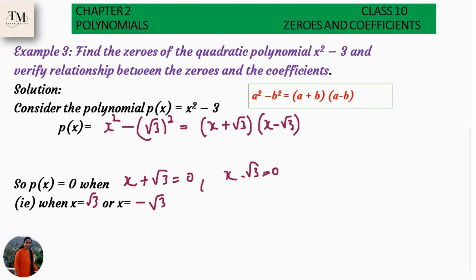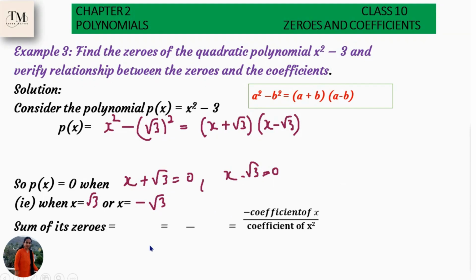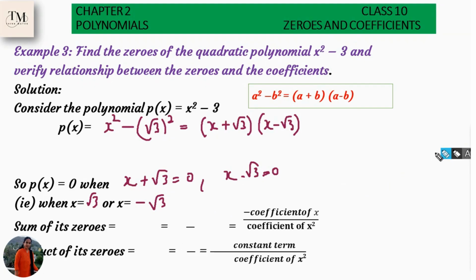So now we have to find the relationship between the sum of its zeros and the product of the zeros. So what is the sum? Sum is nothing but root 3 plus minus root 3. So both get cancelled. So the answer will be 0.